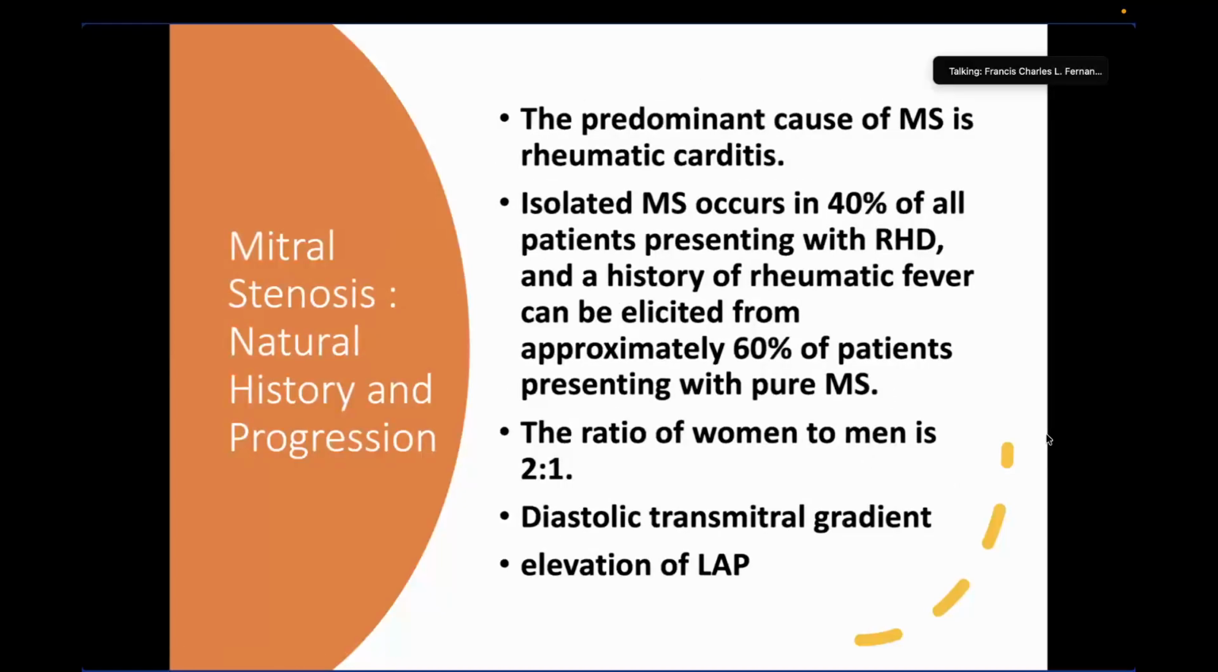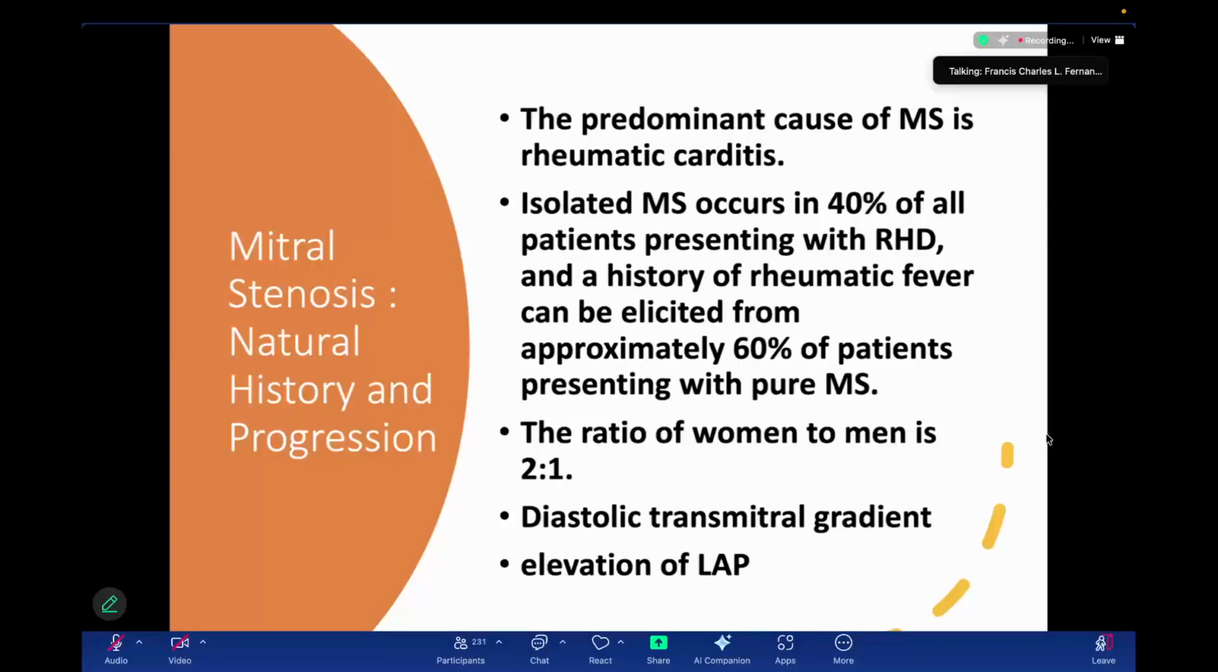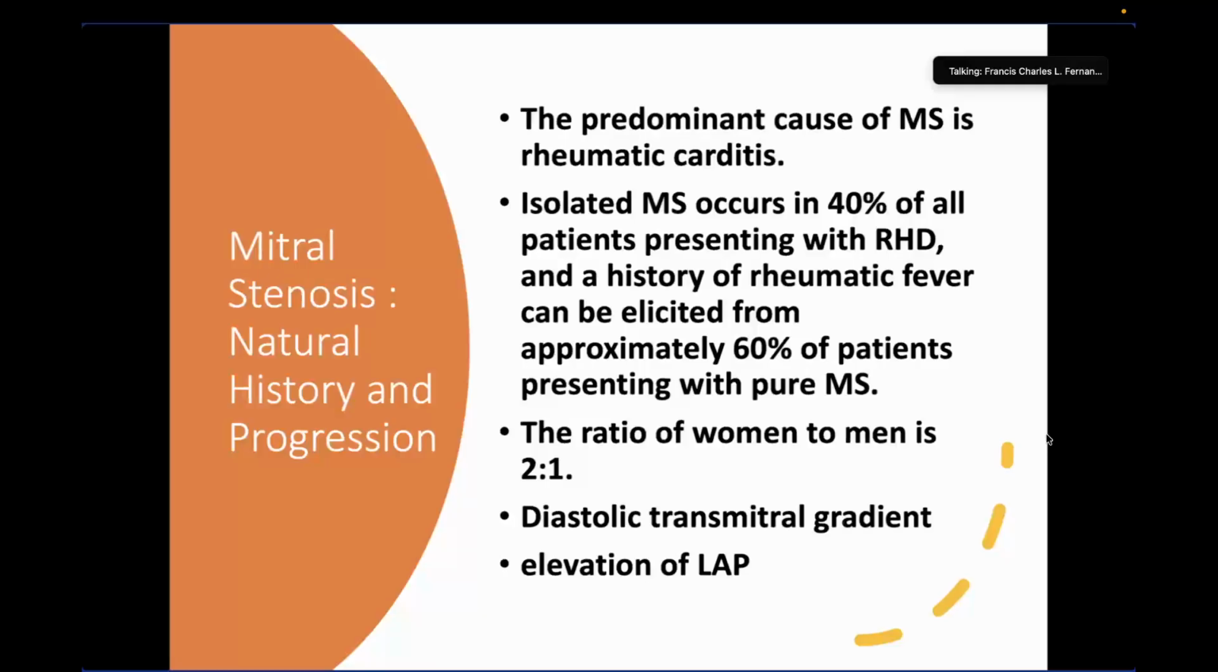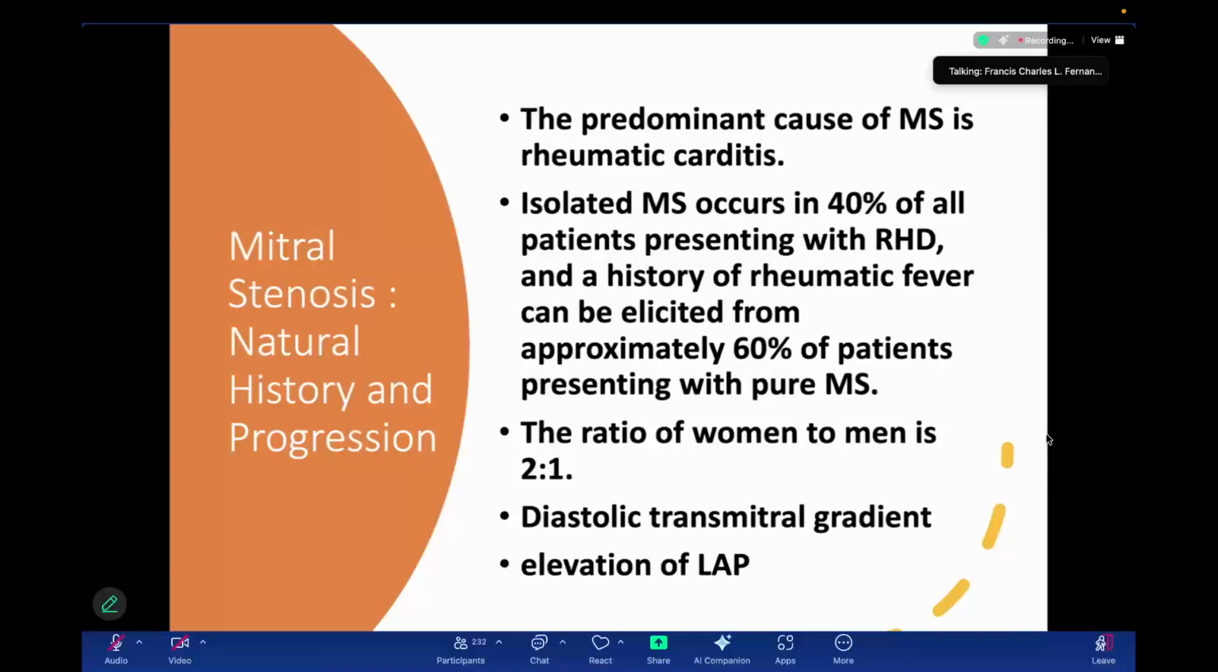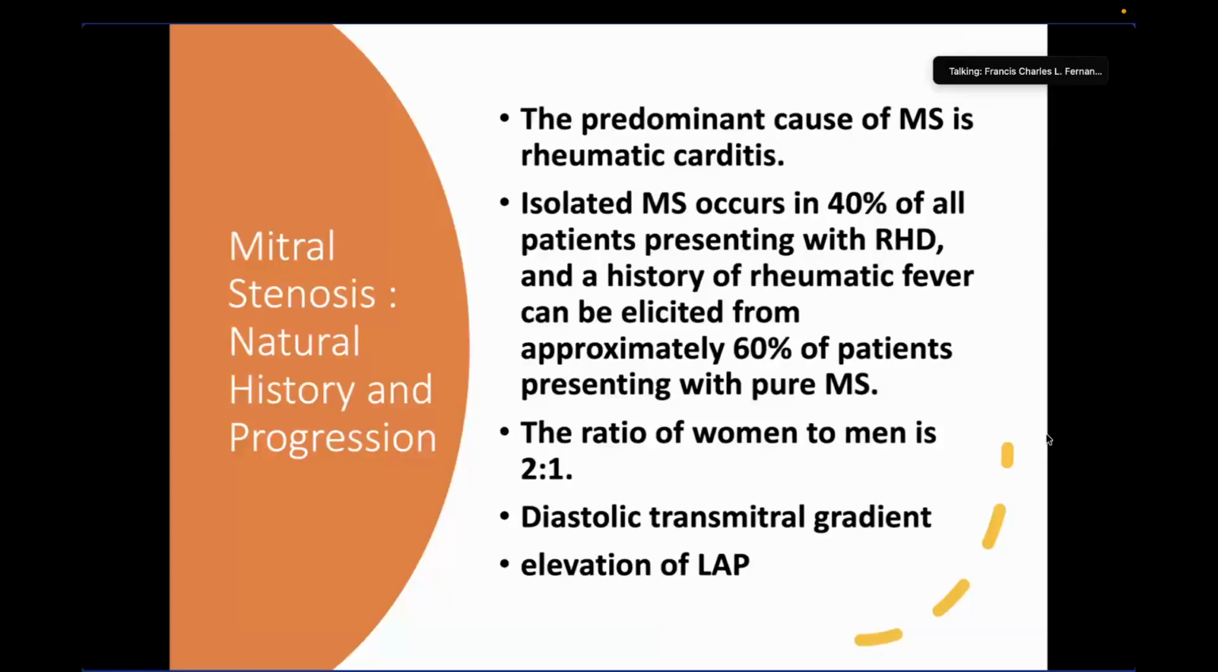So the predominant cause of MS is rheumatic carditis; 40% of those with rheumatic heart disease progress into pure MS. And it is more common in women than men. And there's an increase in diastolic transmitral gradient. So the computation here is a gradient across the mitral valve, between the LA and the LV, during diastole. So the left atrial pressure will rise.